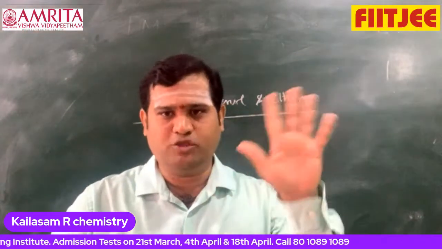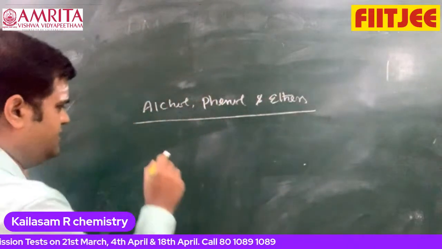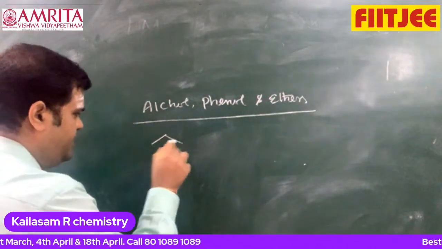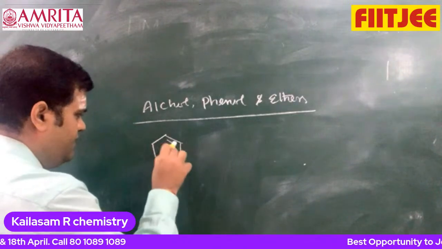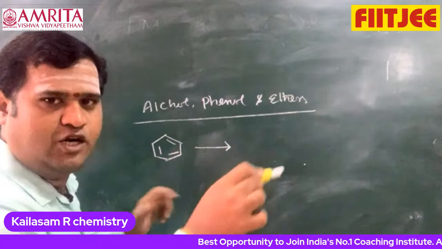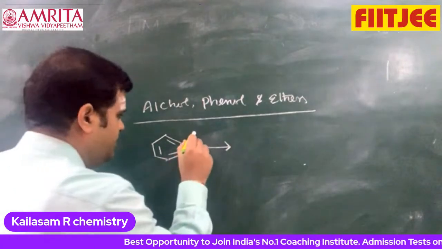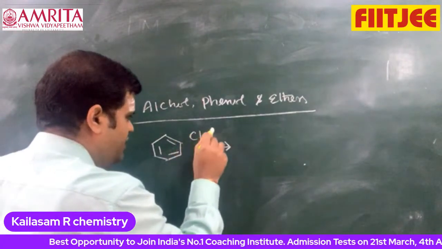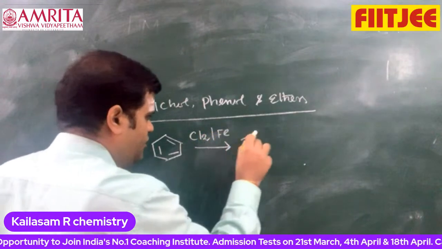First, we'll go with Dow's process. What is Dow's process? Let us take benzene. Already we have discussed electrophilic aromatic substitution reaction. I'm going with Cl2 with Fe, and we get chlorobenzene.